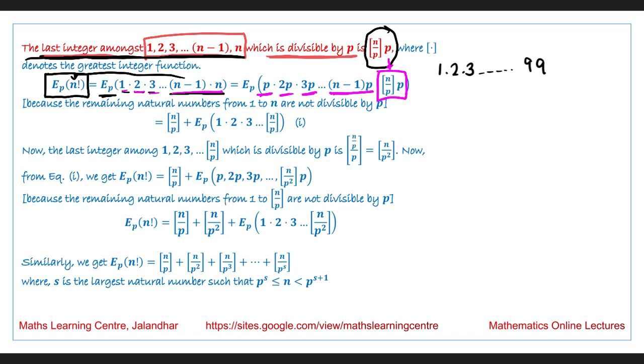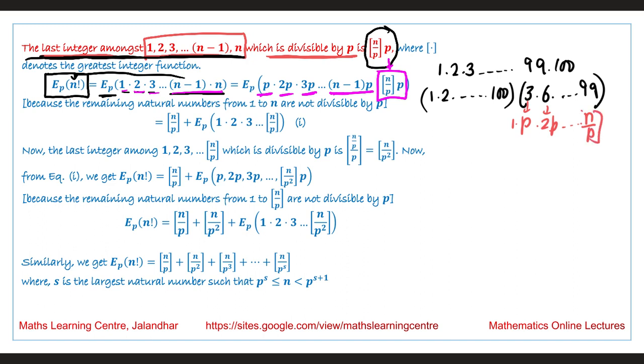So we have written it in the term 1 into 2 into so on up into 100. We are saying it is into 100 into 3 into 6 into so on up to 99. If we look at these terms over here, these are of the form 1 into p, 2 into p, then up to n by p into p. So this is the term we are talking about.